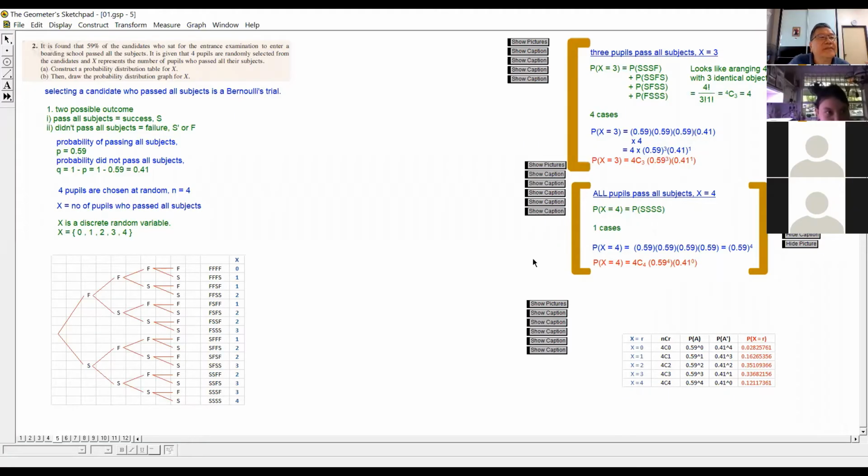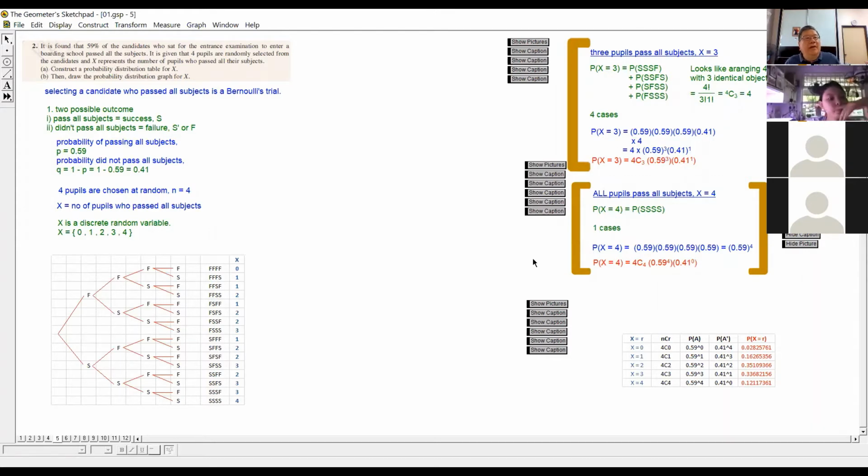To enter a boarding school, pass all the subjects. It is given that 4 pupils are randomly selected from the candidates, and X represents the number of pupils who pass all their subjects. Construct a probability distribution table for X, then draw the probability distribution graph for X.